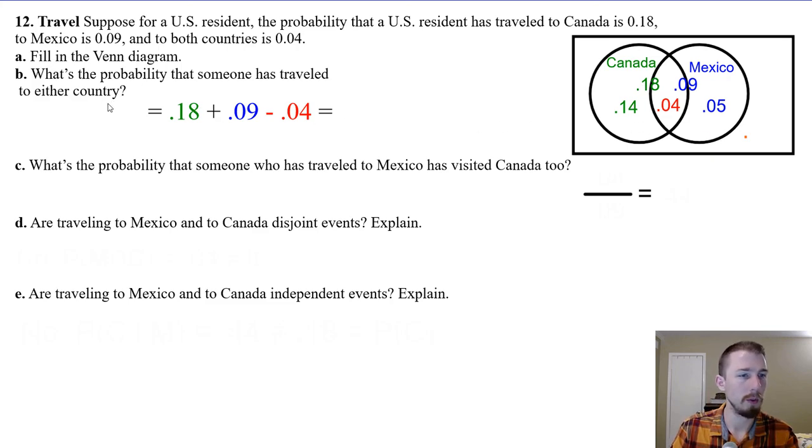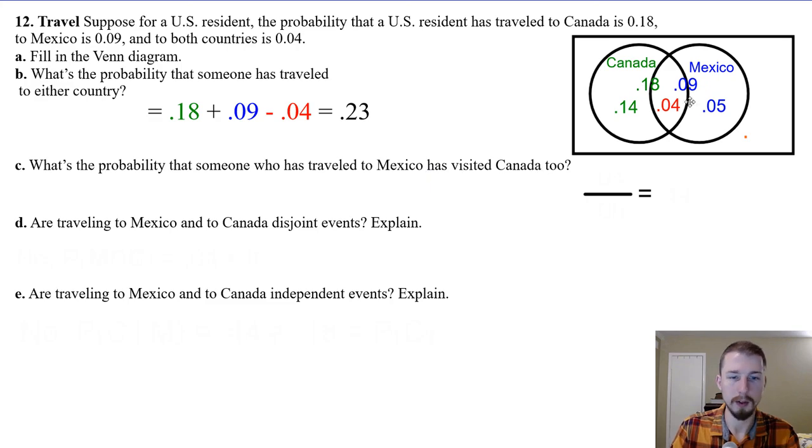The first one we want to do after filling in the diagram is: what's the probability someone has traveled to either country? So we can use our general addition rule. 18% plus 9%, we subtract the 4% because it was overlapped. The overlap was counted twice, so we have to subtract it once. When we do that, we'll end up with 23%.